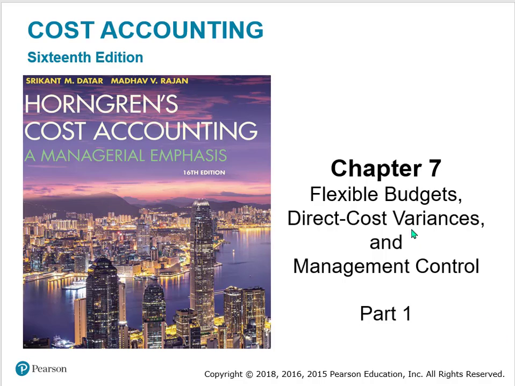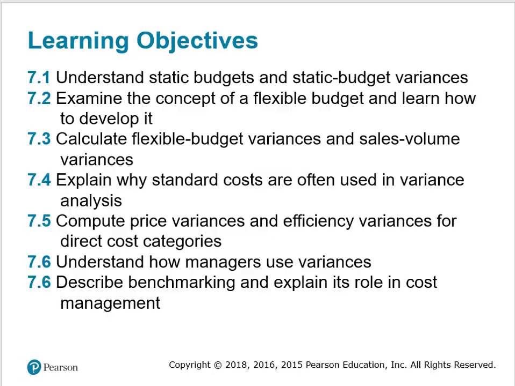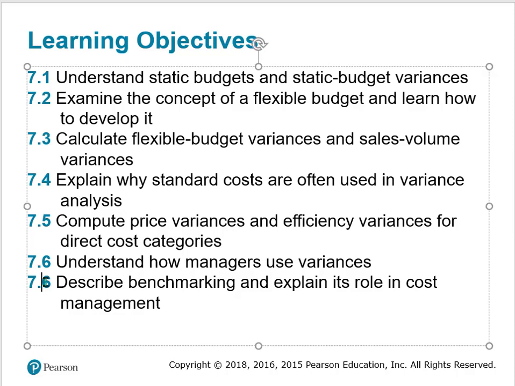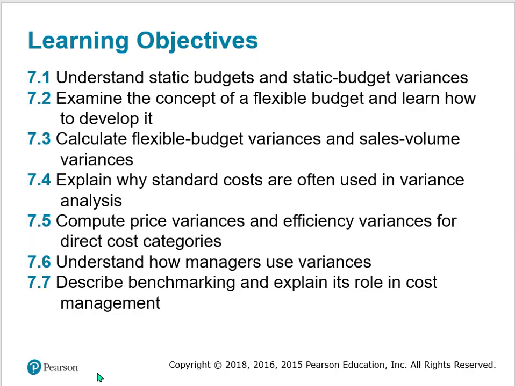Okay, Chapter 7, Flexible Budgets, Direct Cost Variances, and Management Control. So we have 2, 4, 5, 6, it looks like 7 different learning outcomes in this chapter. And what the chapter is mostly about is understanding static budgets and flexible budgets, and then the variances that go along with them. Okay, and then we'll add into that at the end. We'll talk about standard costs and also do price and efficiency variances, talk about how managers use them, and describe benchmarking and its role in management.